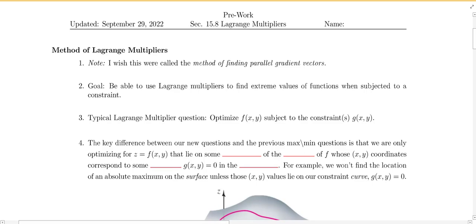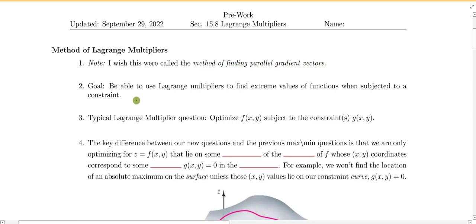So folks, in this section we're going to learn a new type of optimization method, and this is called the method of the Lagrange multipliers. The first thing I want to say is that I feel like this method would be easier for students to remember if instead of calling it the method of Lagrange multipliers in honor of Joseph Lagrange, we called it instead the method of finding parallel gradient vectors.